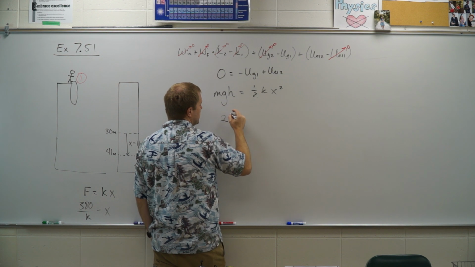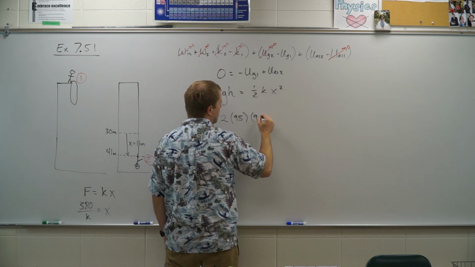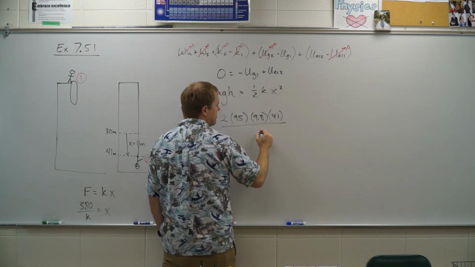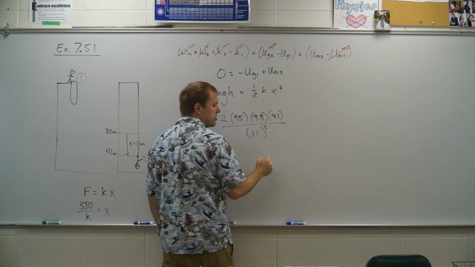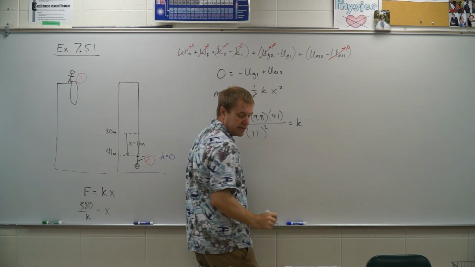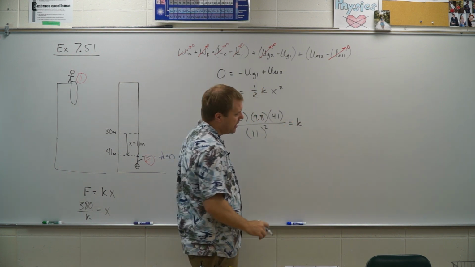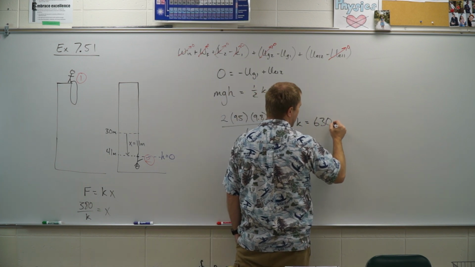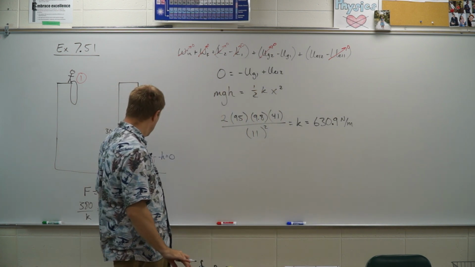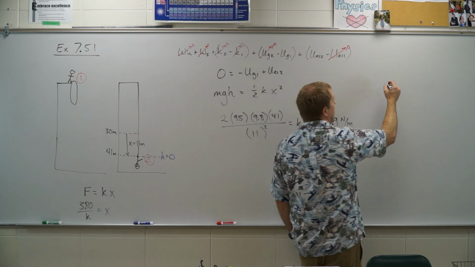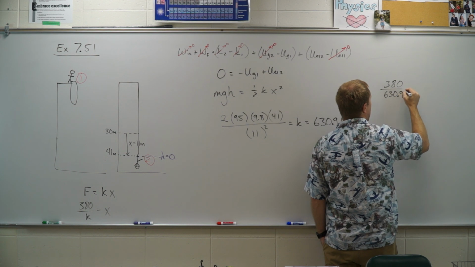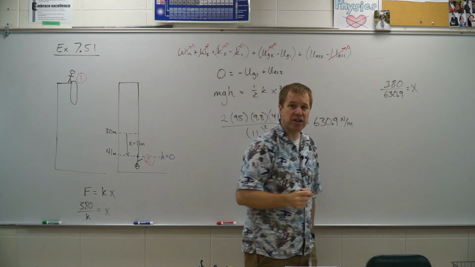I have 2 times the mass, which was 95, times 9.8, times a height of 41 meters, all divided by how far it stretched, squared, and it stretched 11 meters. That will give me my spring constant. Typing that in my calculator, I get a spring constant of 630.9 newtons per meter. Now my end goal is to plug that back in over here. So I have 380 divided by that 630.9, which will give me the distance it's going to stretch on that tree.